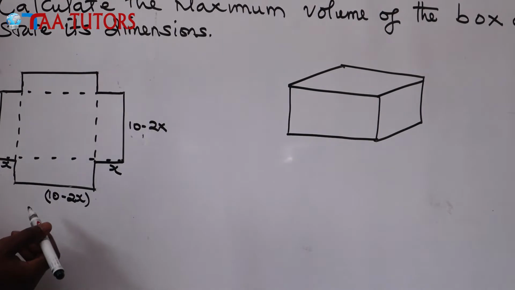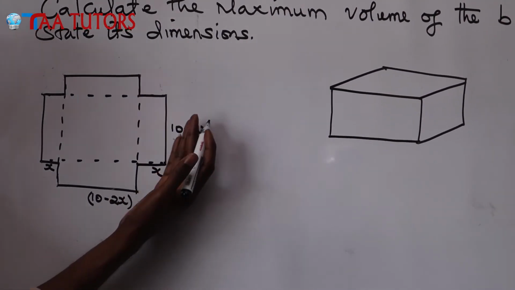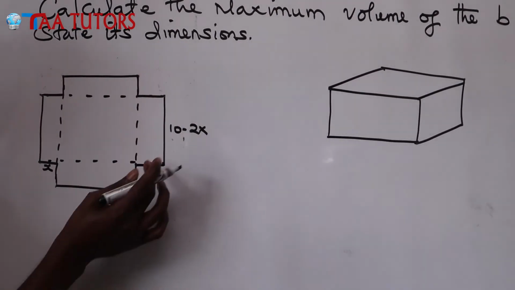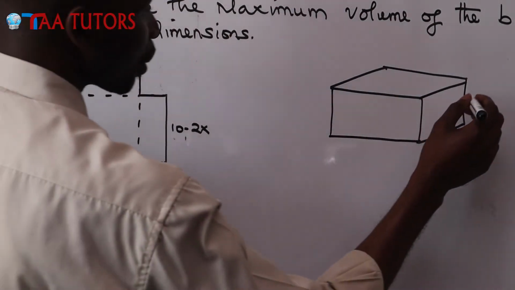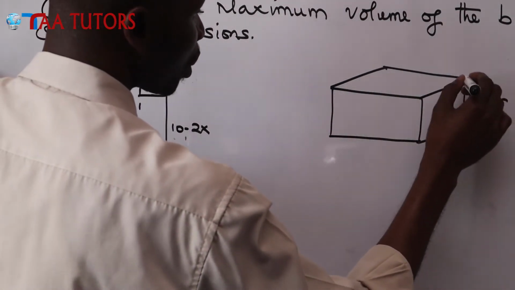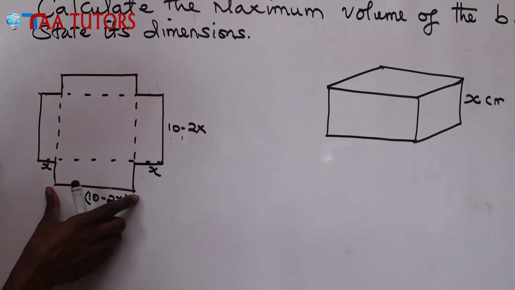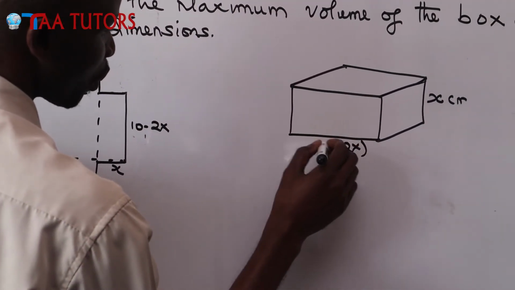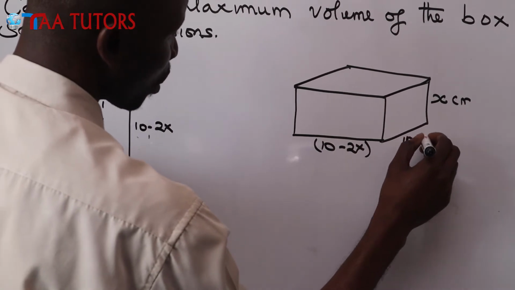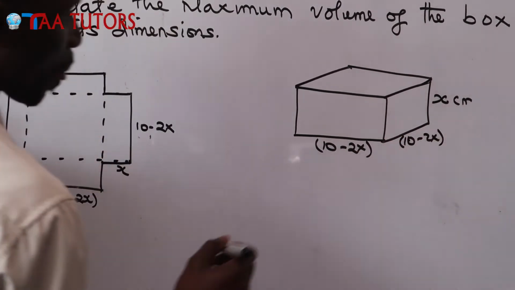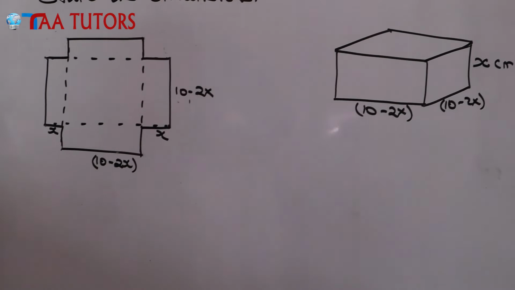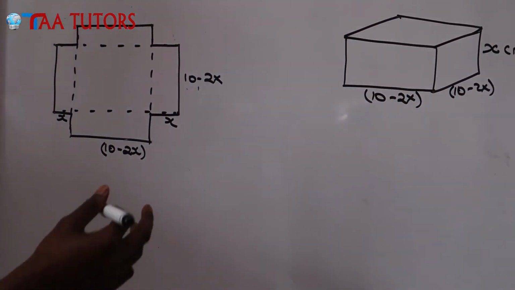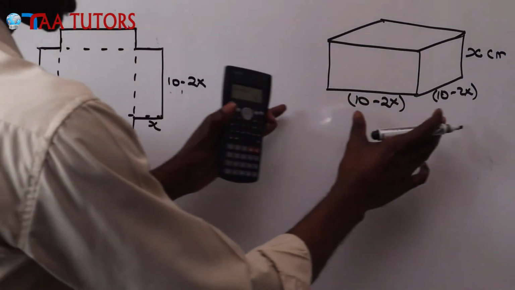And in this box here, once you fold this part here, this X becomes the height. It means that this one is going to be our X centimeters. But this part here will be our length, which is 10 minus 2X. But because it was a square, they are the same. So 10 minus 2X here. It means therefore that we can get the function of the volume, and in this case, we can now move to get the volume of this box.